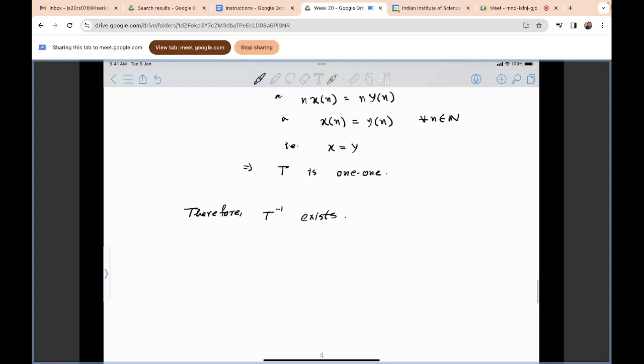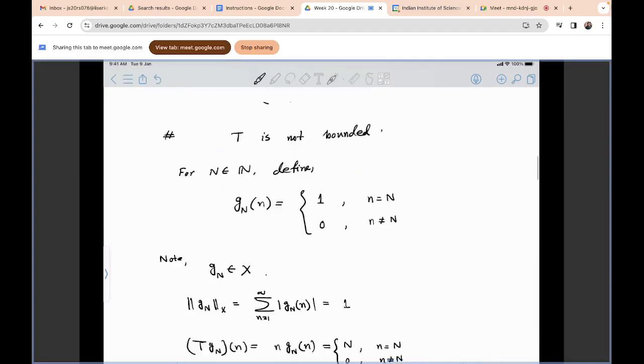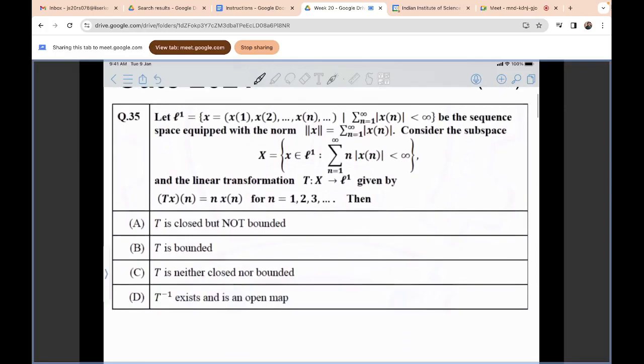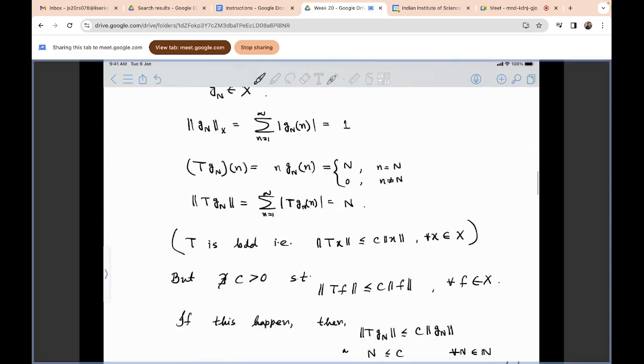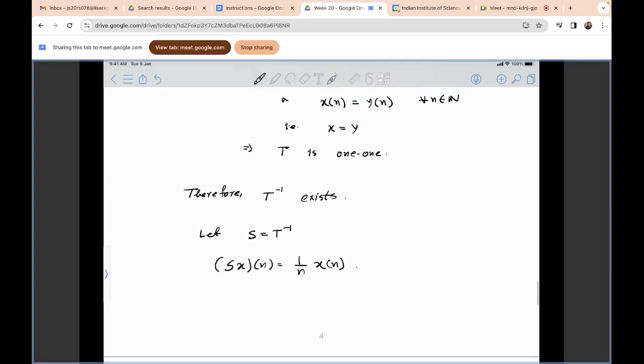And so, let S equal T inverse, and it will be given by Sx at n equals 1 by n xn. Okay, so T inverse exists, and now what do we have to check next? T inverse exists and is an open map. So you have to check whether T inverse, or S, is open or not.